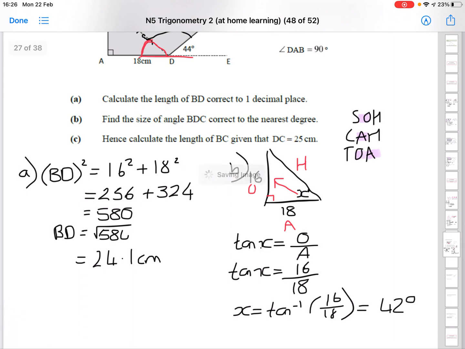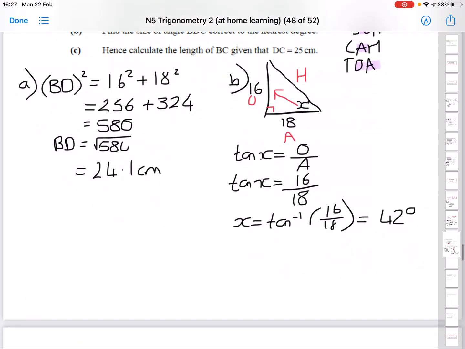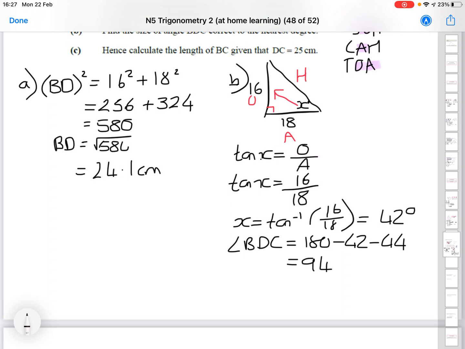So if we go back to the original picture, we have 42 degrees in the little red bit. We have 44 on the outside. So we can now find that angle that we were looking for, BDC. So I'm just going to make sure I write that here. So angle BDC would be 180 minus 42 minus 44, which gives us 94 degrees as the angle that we were asked for.